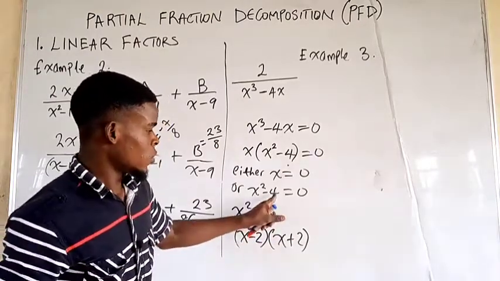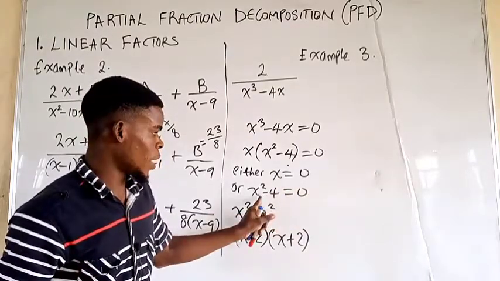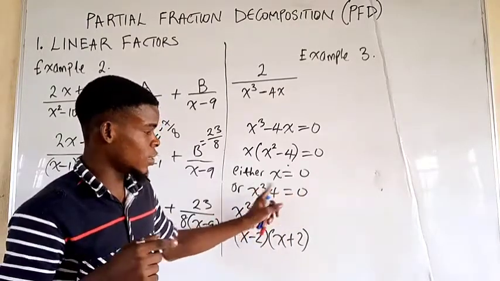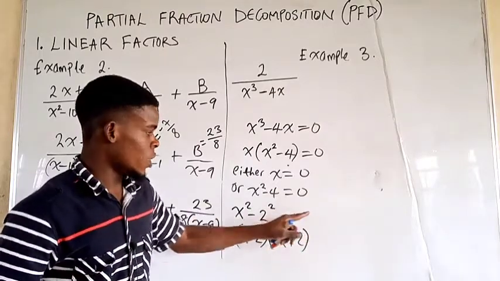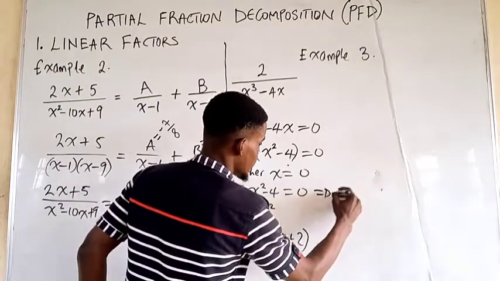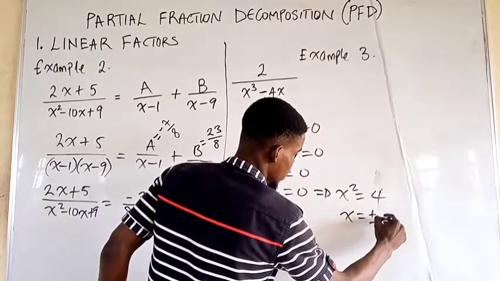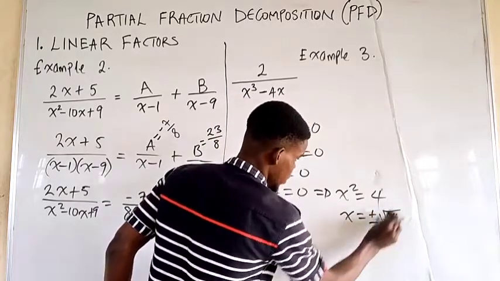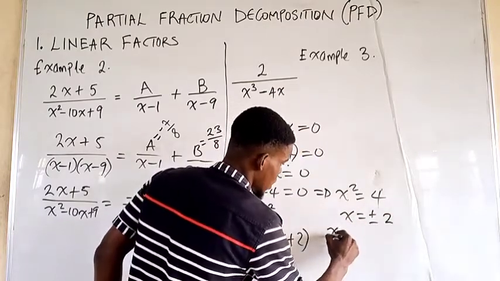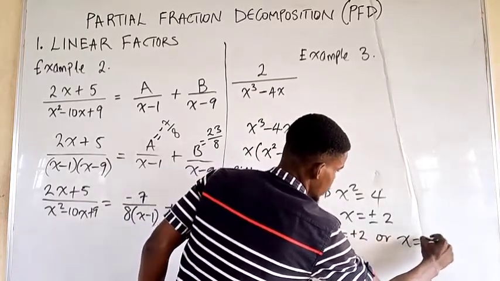The reason is that to solve for x, we equate this to 0. So we move 4 to the right hand side, and that will become x squared equals 4. If you take the square root of both sides, you have that x is equal to positive or negative square root of 4, which is just positive or negative 2. So if you consider both cases, you have x is equal to positive 2 or x is equal to negative 2.